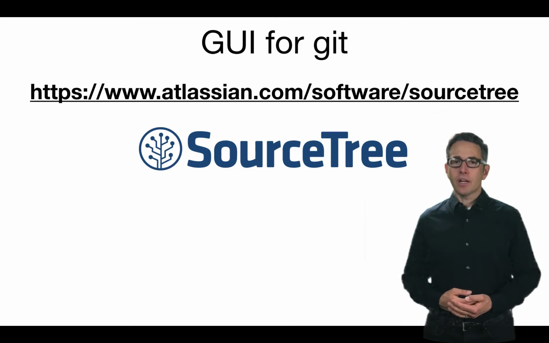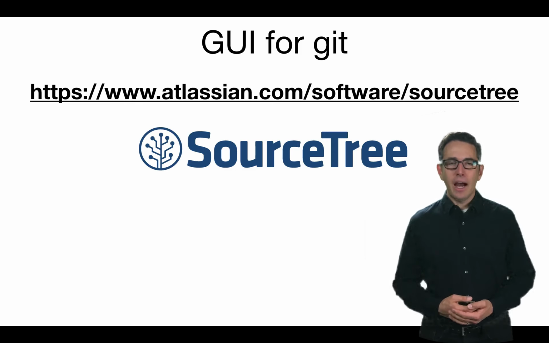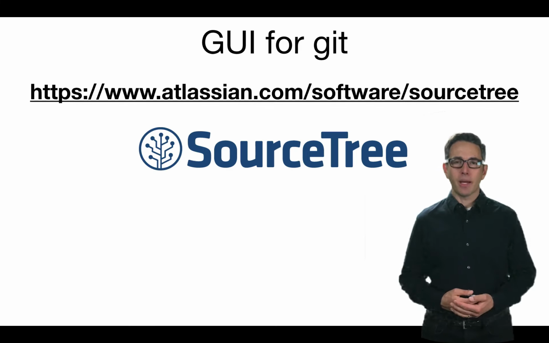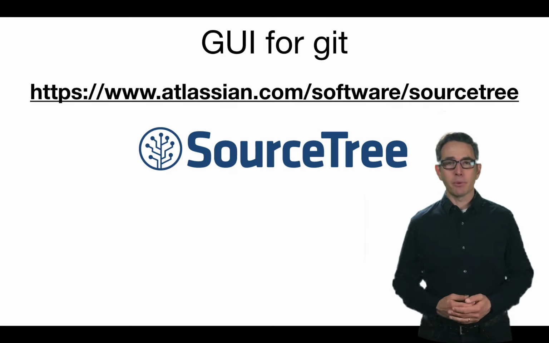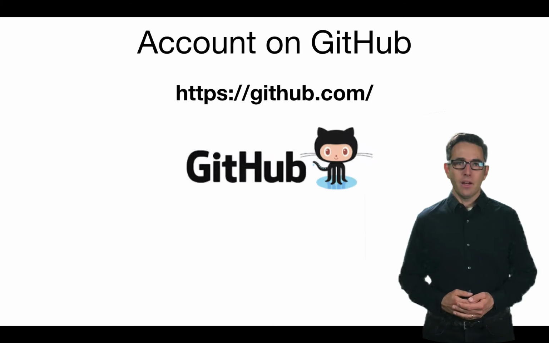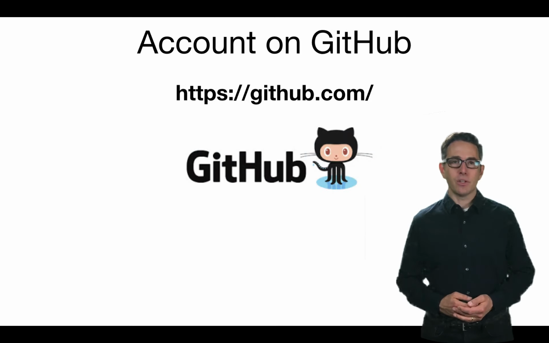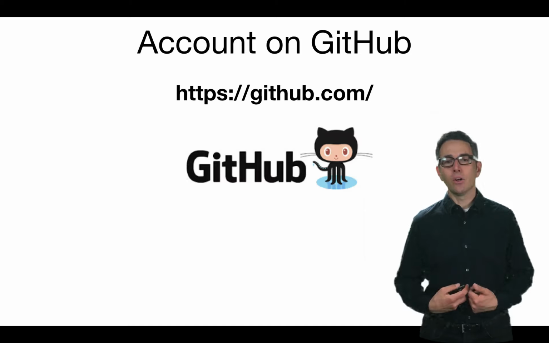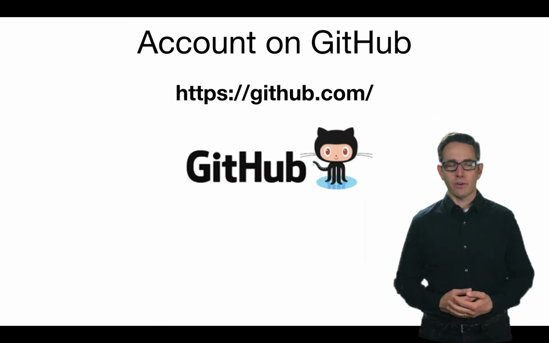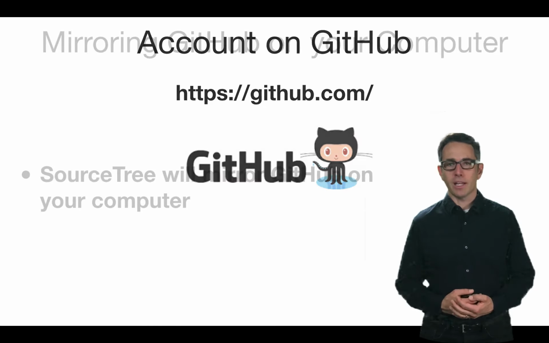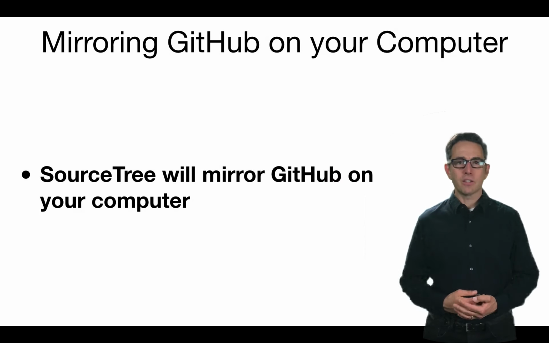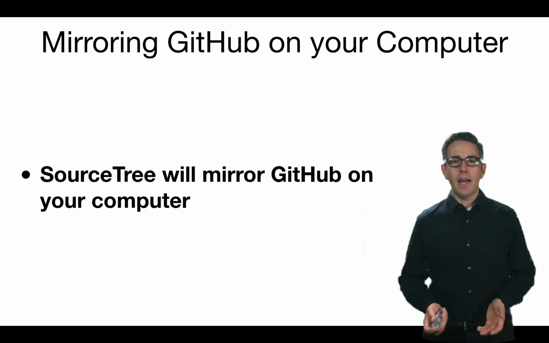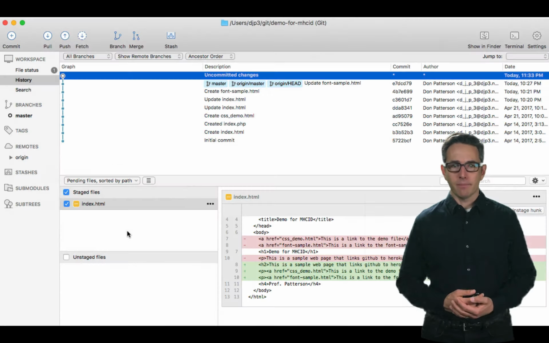If you would like to use a graphical user interface for Git, I recommend using SourceTree, a product by a company called Atlassian that, while very complex, makes using Git much simpler than it might otherwise be. What SourceTree enables you to do, among other things, is to connect your local hard drive repository to your remote repository, for example, one on GitHub. It allows you to mirror what's on GitHub on your computer, so that you can make changes on your computer and have them uploaded to GitHub automatically.